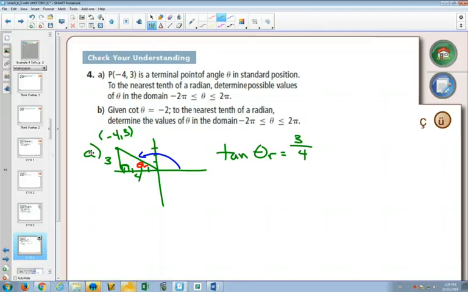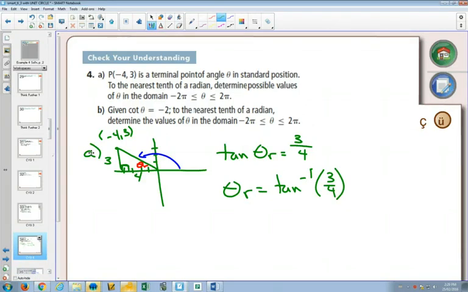And if it was an actual triangle, all your values would be positive. Even though it's negative 4 comma 3, when we're talking about triangle and side lengths, they're all positive values. So whenever you're figuring out a reference angle, you're always figuring things out with positive values. And you might have been told that last year in grade 11 as well. So then how do we find this reference angle? Tan inverse of 3 over 4.